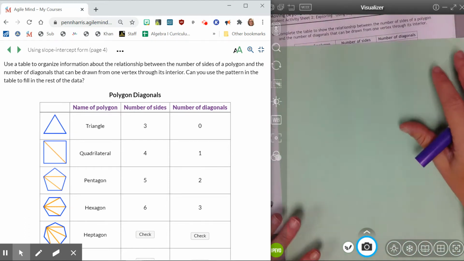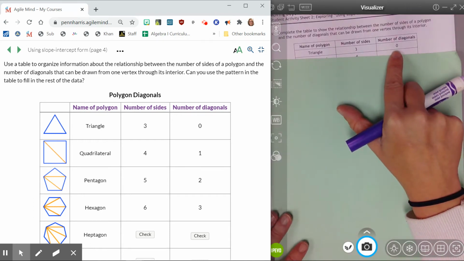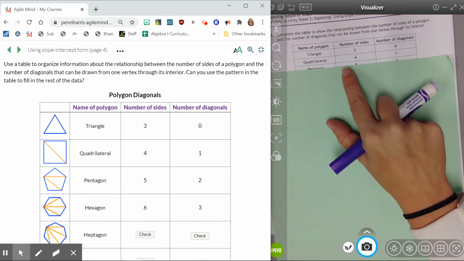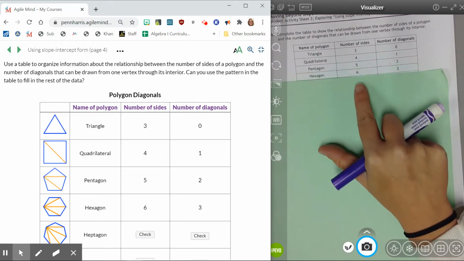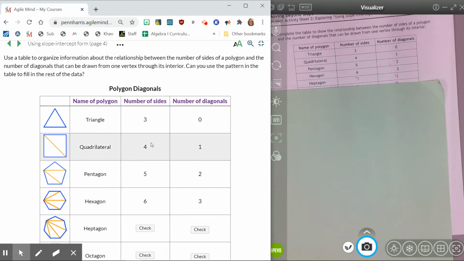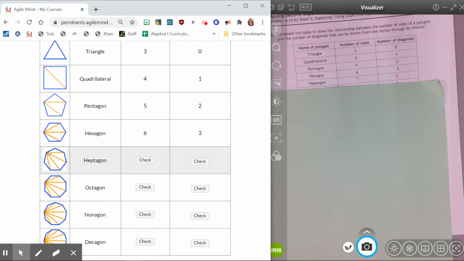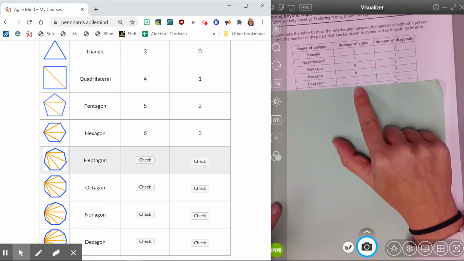So we said if there were 3 sides on a triangle, it made 0 diagonals. 4 sides made 1 diagonal. 5 sides made 2. 6 made 3. So they want us to think about, what do we think a heptagon would make? Well, if we counted out the heptagon, you can see on our screen here, that's 1, 2, 3, 4, 5, 6, 7 sides. So I filled in 7. And if I drew my diagonals, it would give me 4.